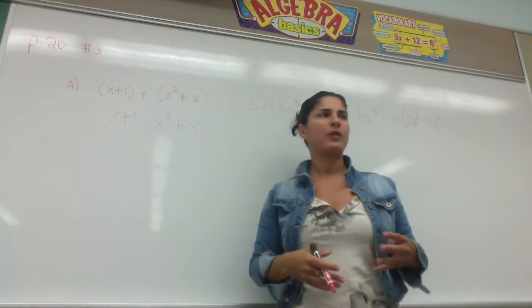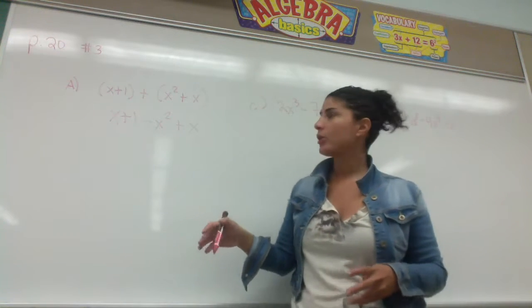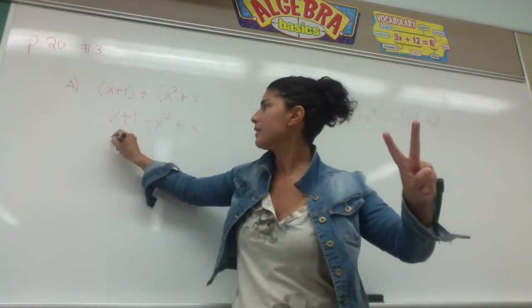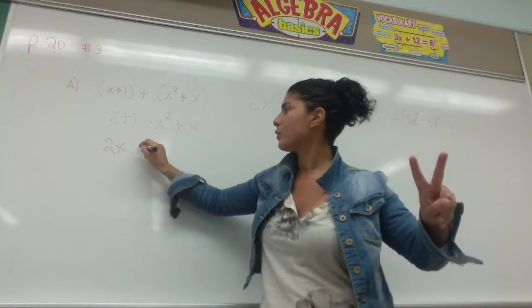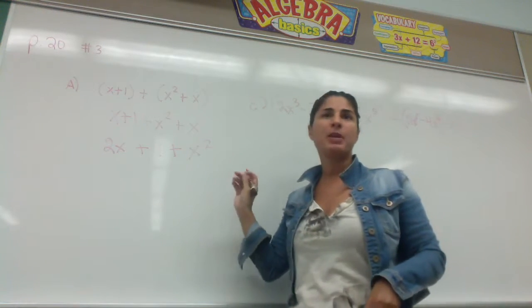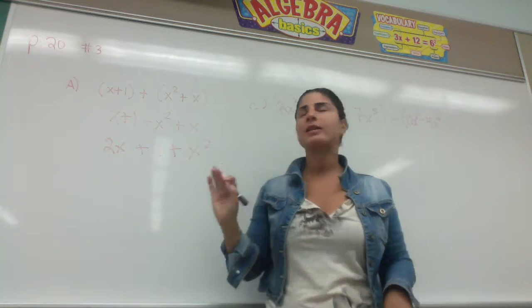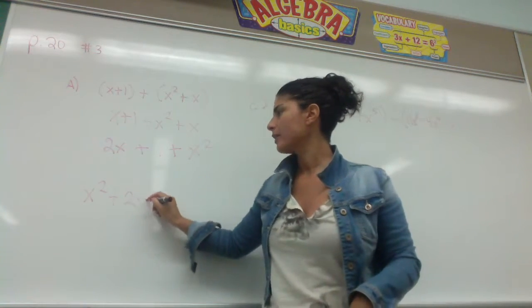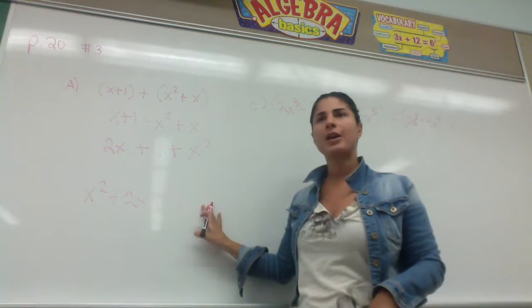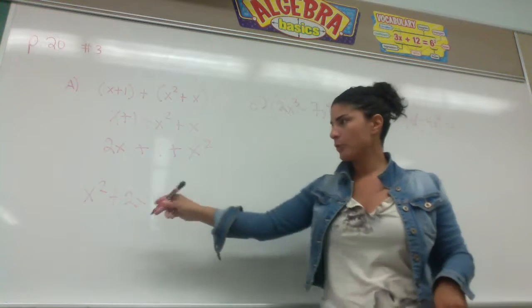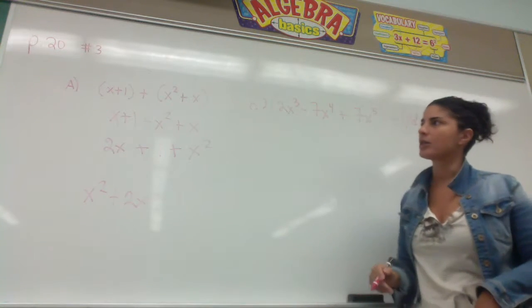And now you simplify. You try to find the ones that are similar. So I have an x and an x, which means that I have 2 x's. I have a plus 1 and an x squared. If you want to be really exact on how to write this, you should have the x squared first, plus the 2x, plus the 1. This is normally how you would see a trinomial. The highest exponent's here, and then it goes down to the constant.